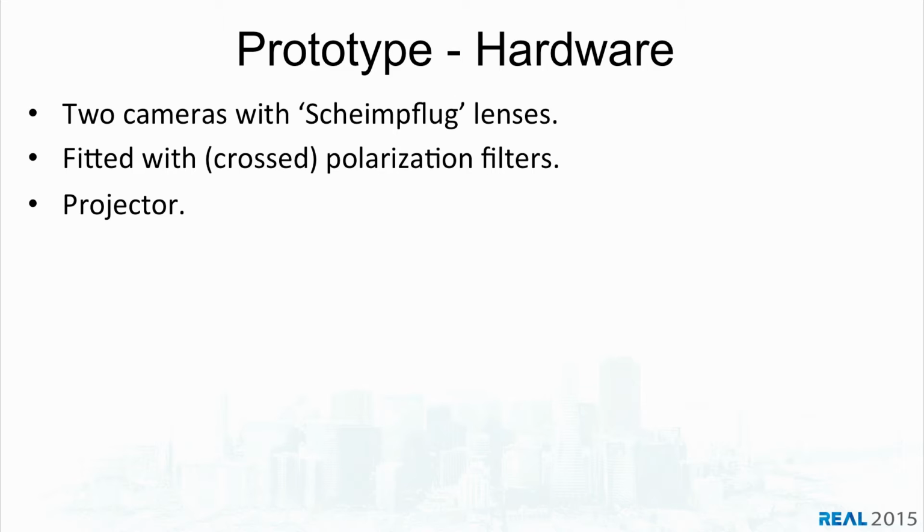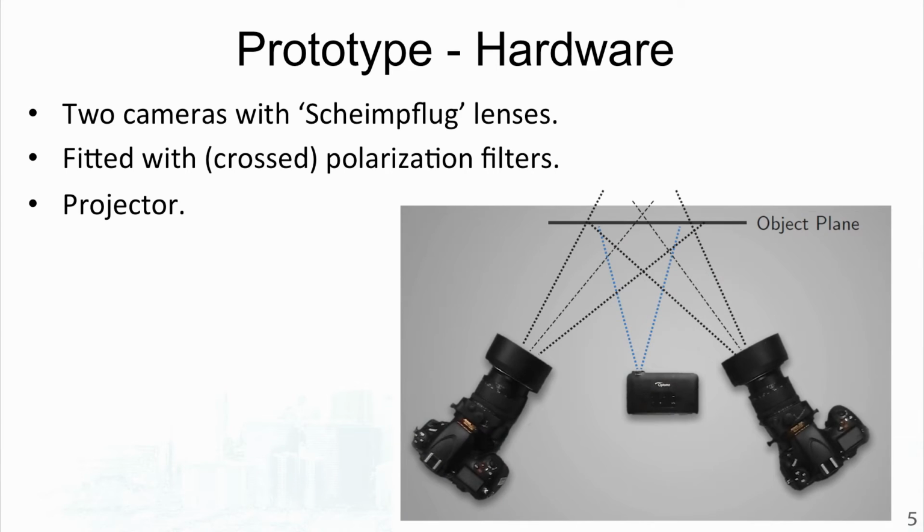So I made a prototype. What I did is I took two cameras, Nikon D800, so 36 megapixel. We fitted them with Scheimpflug or tilt-shift lenses because our object plane was at an angle with the cameras themselves, and so we shifted the plane of focus. From the top it looks like this: a random projector, two cameras on the side with the Scheimpflug lenses, and the object plane.